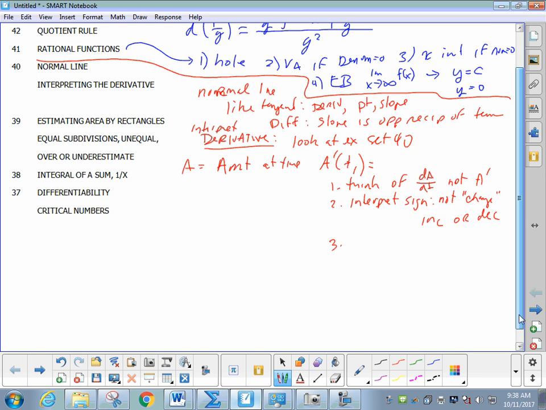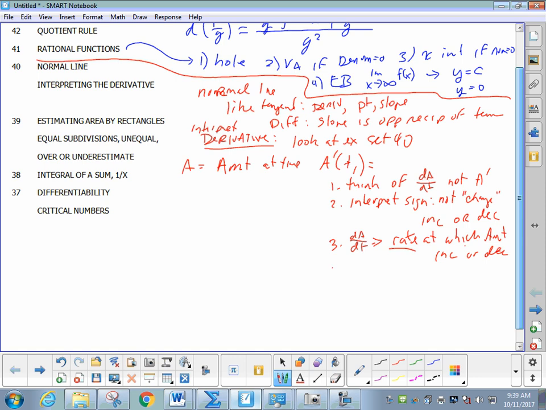It's a rate. dA/dt is a rate of change. So you should be saying it's the rate. Rate is a key word in there. It should be in there. The rate at which the amount is changing or increasing. Okay, it's a rate of change.